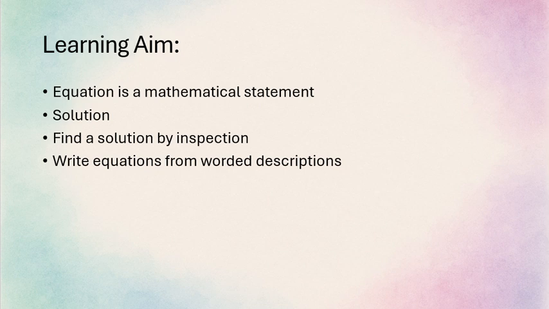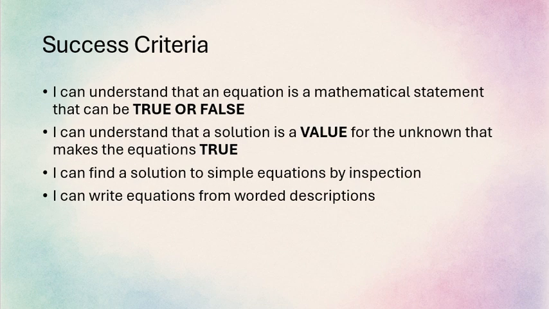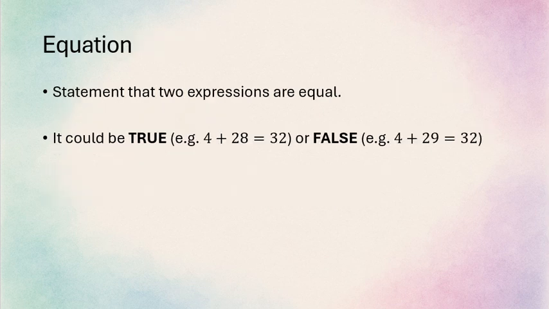So you have equation. You would know that an equation is a mathematical statement. You need to know what a solution is, find the solution by inspection, and then write equations from some word descriptions. Okay, and you can do all of this. So what is an equation? Let's just start off with that. An equation is a statement that two expressions are equal.